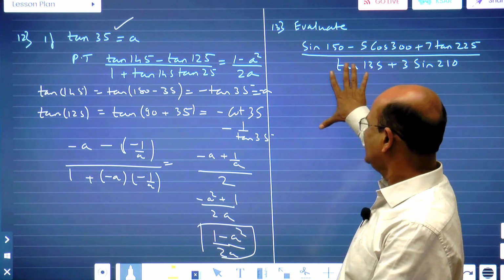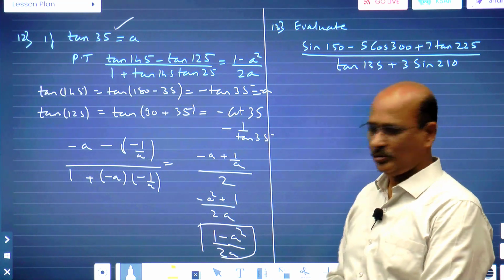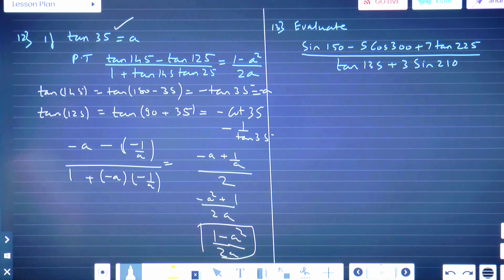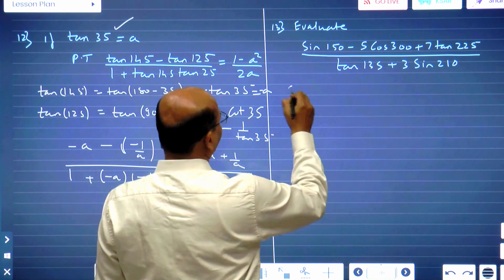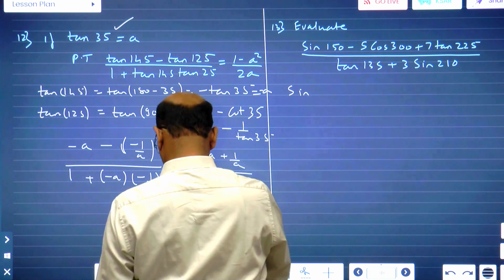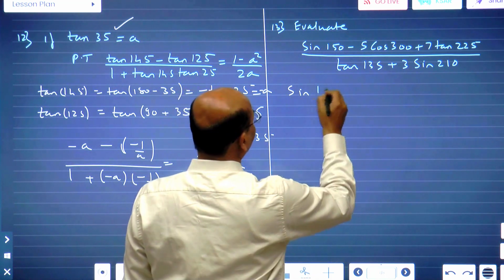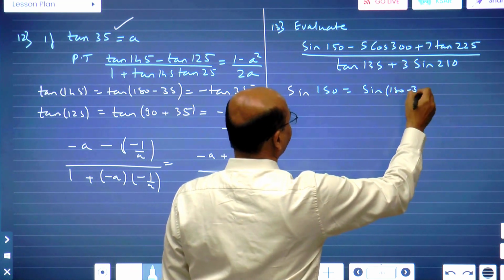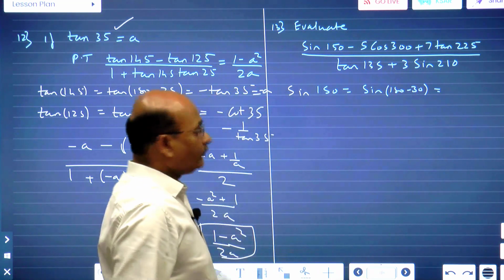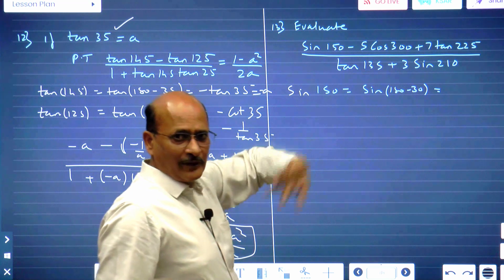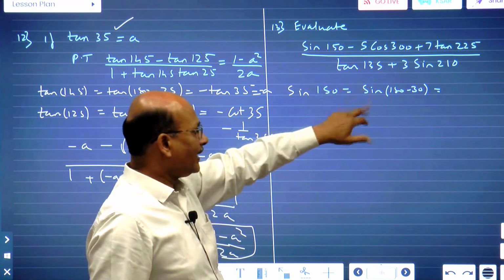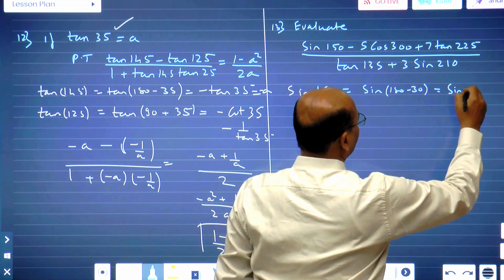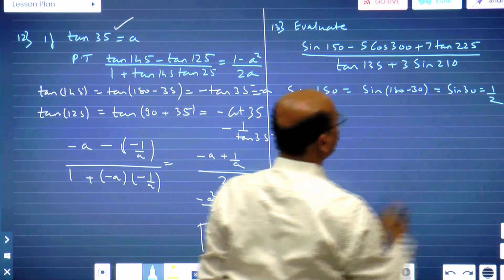Okay, can you try this question on your own? If you want, I see the working is very simple. You have to find each value. For example, I'll just show you. Sine of 150, I can write sine of 180 minus 30. 150 I can write in terms of 180 plus minus theta nearby. So second quadrant it will be sine 30. Now sine 30 is 1 by 2.